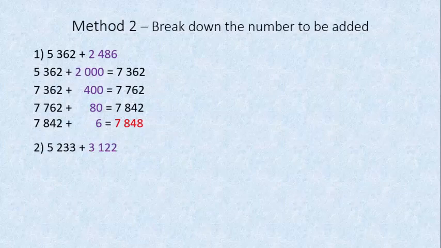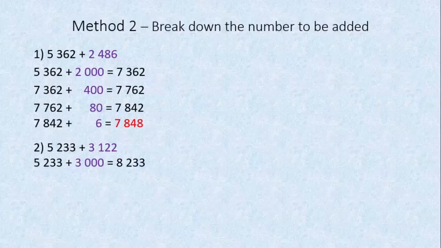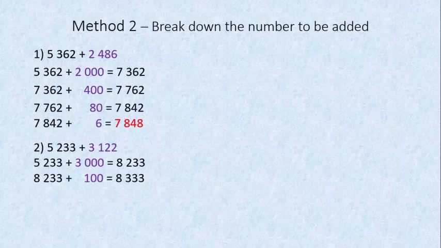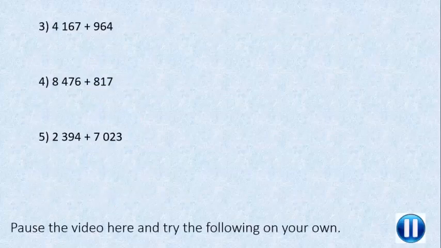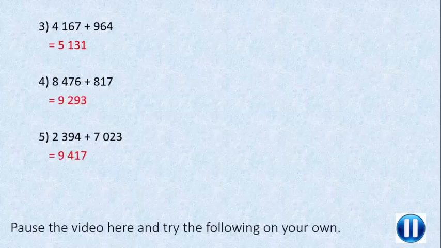Question 2. 5,233 plus 3,122. Say 5,233 plus 3,000 equals 8,233. 8,233 plus 100 equals 8,333. 8,333 plus 20 equals 8,353. 8,353 plus 2 equals 8,355. Question 3, 4, and 5. Please pause the video and do them on your own. Here are your answers.